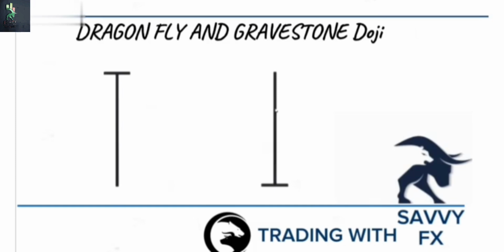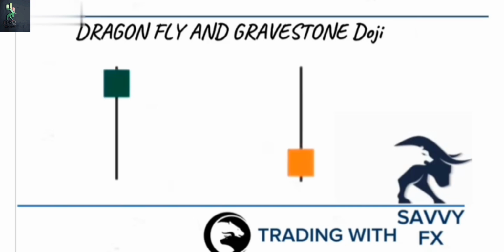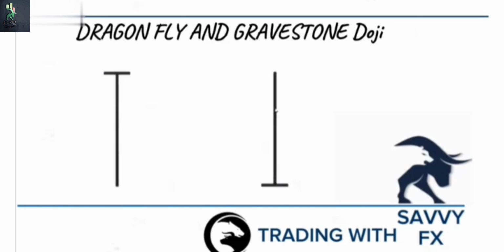Take a look. This is a hammer and a shooting star. This is a Dragonfly Doji and a Gravestone Doji. The key difference between the hammer shooting star and the Dragonfly Gravestone Doji is that the doji has no body. Instead, it only shows a wick, which can be interpreted as price rejection. This one over here shows rejection of lower prices. This one over here shows rejection of higher prices.